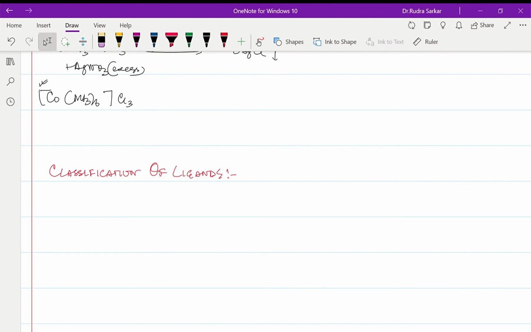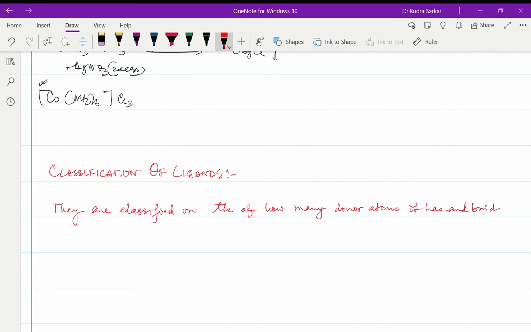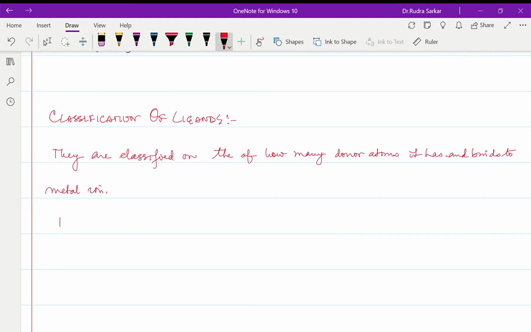Ligands are classified on the basis of how many donor atoms it has and binds to the metal ion. So here we will come across a term called denticity.